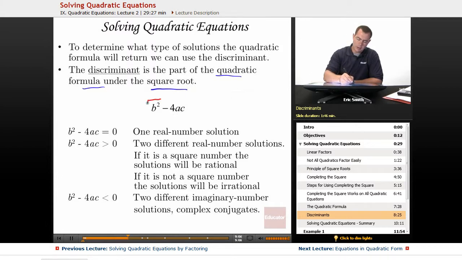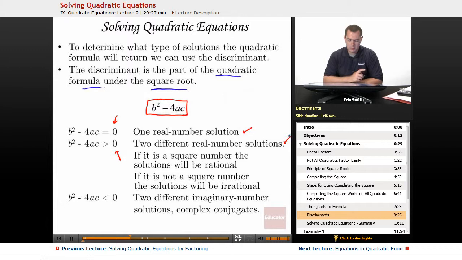If we're looking at the part underneath the square root, that's the discriminant, and say it is equal to 0. What that tells us is that we will get exactly one real number solution. If we're looking at the discriminant, and it happens to be greater than 0, so think some sort of positive number, then we know we will have two different real number solutions.